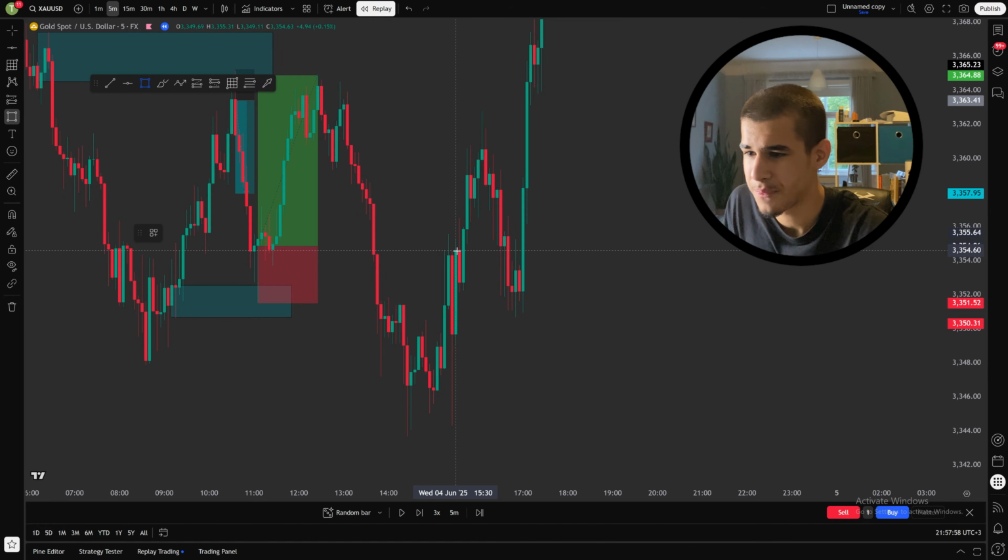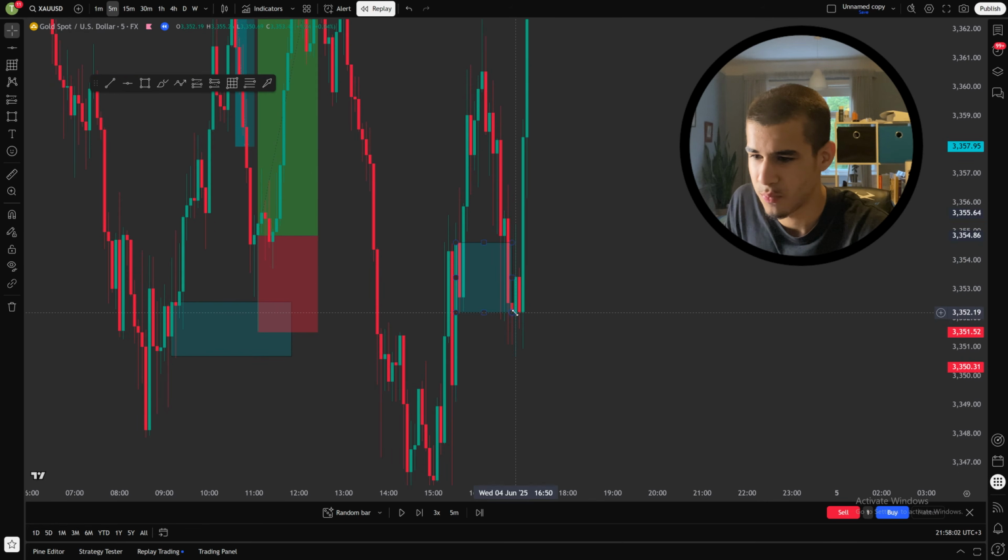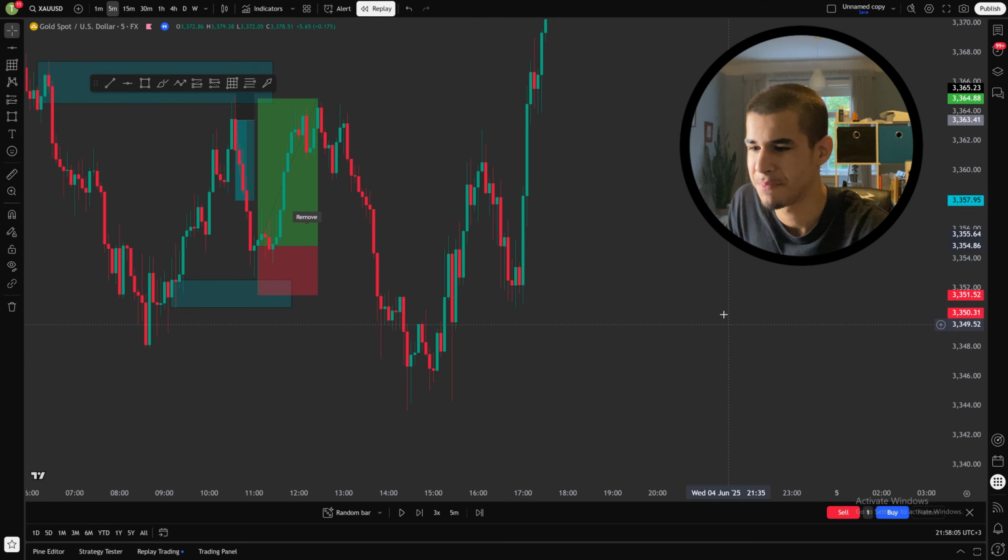There was a setup right here. If you were just considering, actually never mind, it went through the zone. Did not see that, my bad.